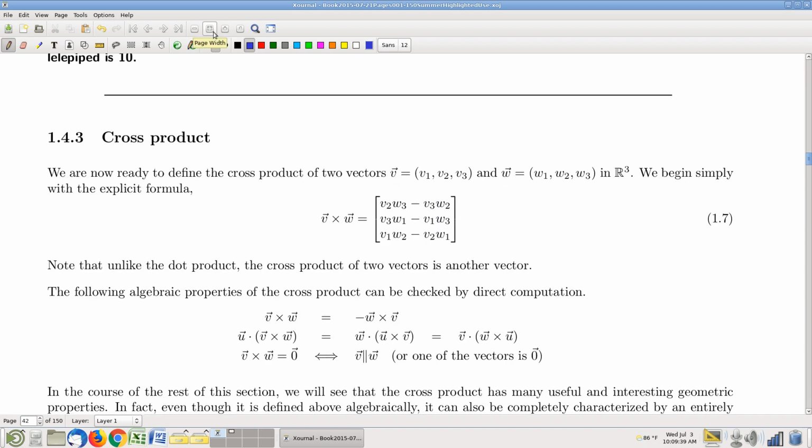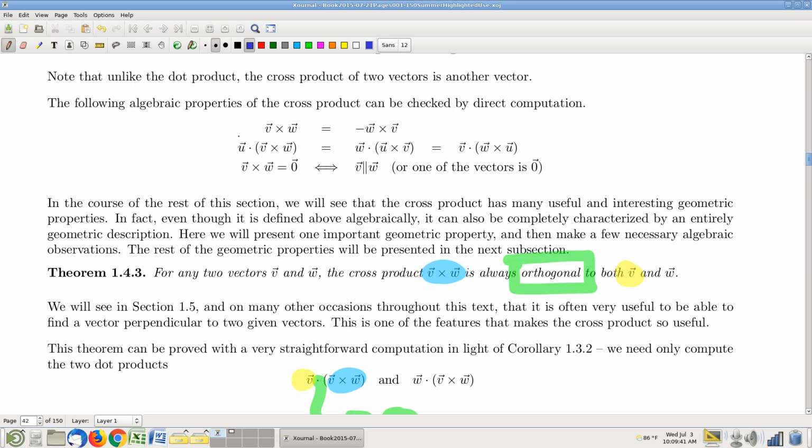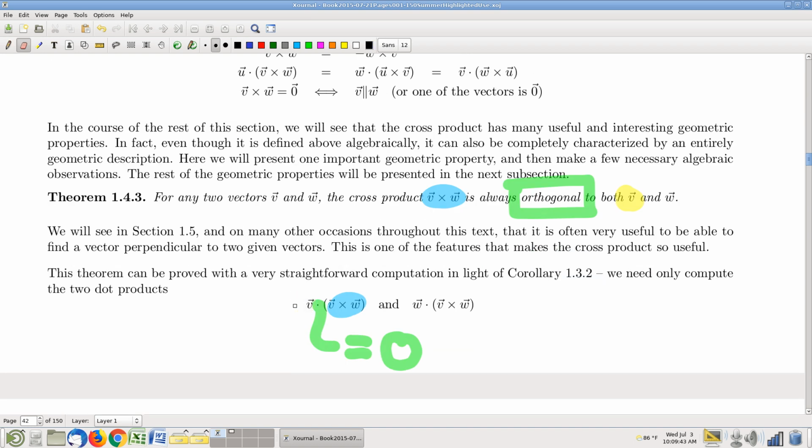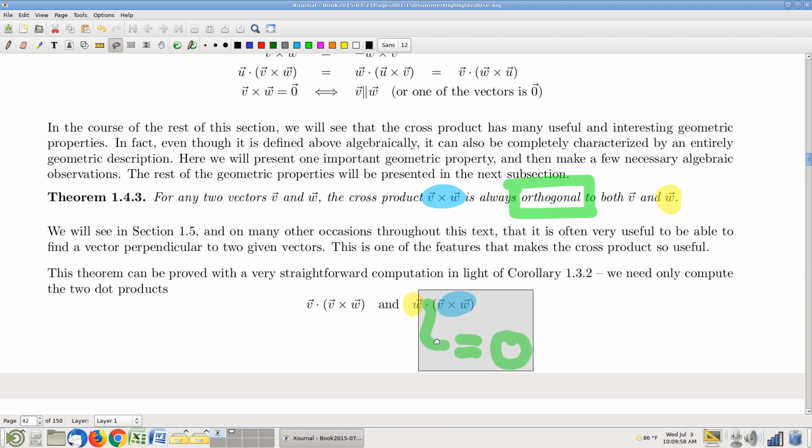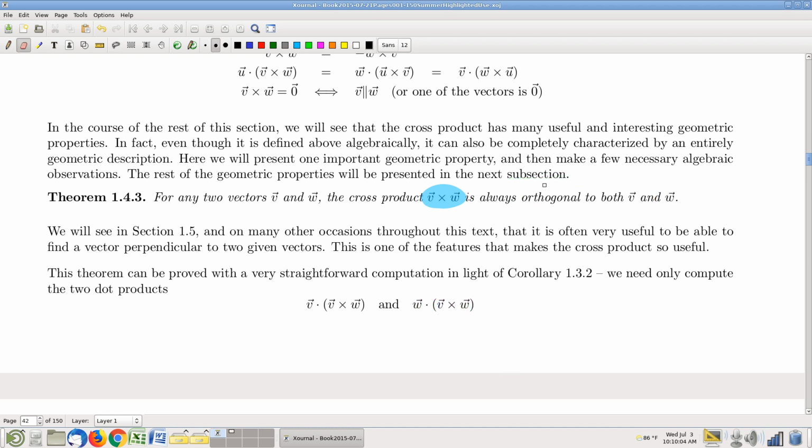Okay, so I think that's a healthy exercise. I want everyone to take a shot at that. Likewise for w, by the way. w is also orthogonal, and you get that by doing that dot product.